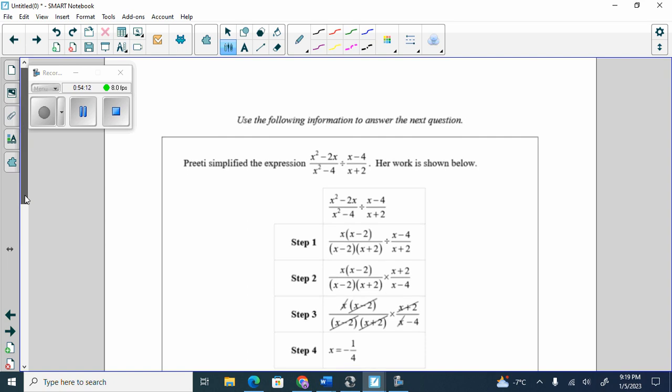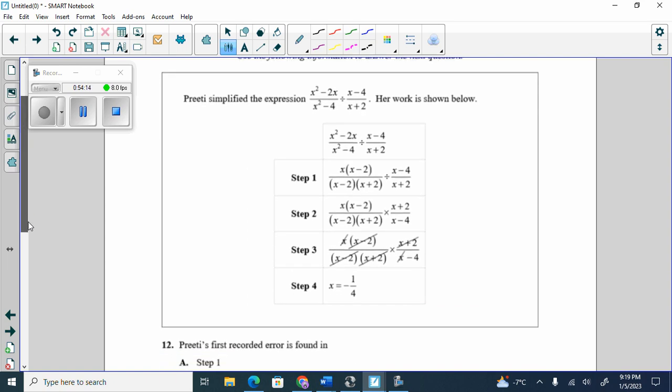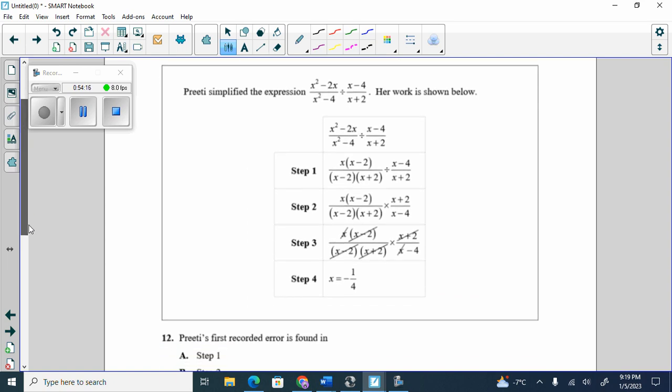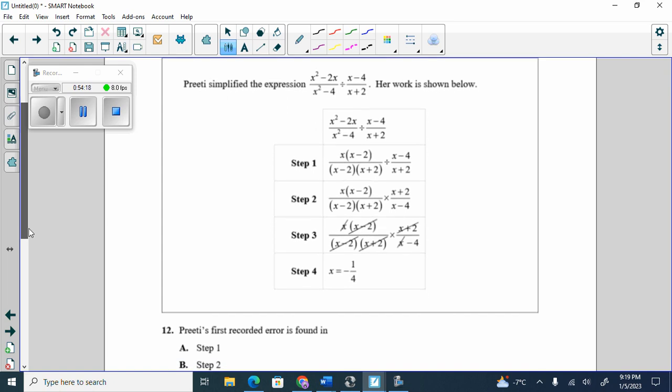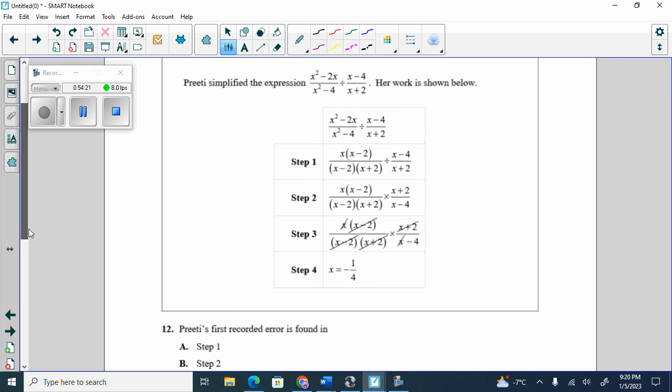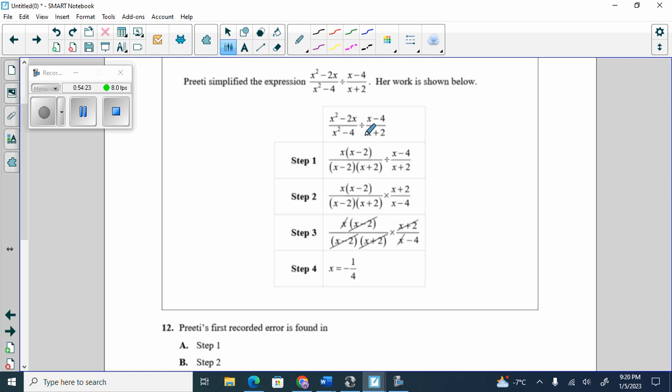And the next one, it says: simplify the expression x squared minus 2x over x squared minus 4 divided by x minus 4 over x plus 2. Her work is shown below. We rewrote the question. In this one she took an x out and was left with x minus 2. x minus 2, x plus 2 is true. Division of x minus 4 over x plus 2, that's true. The next step, she flipped these but kept the left-hand side the same, which is very true.